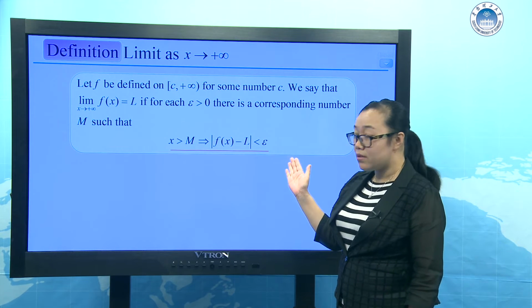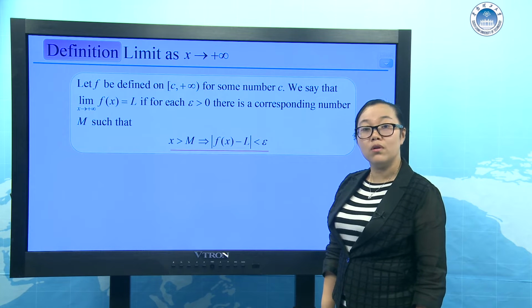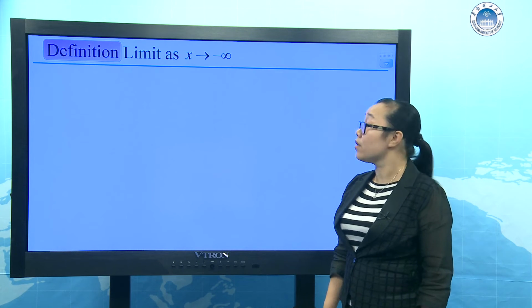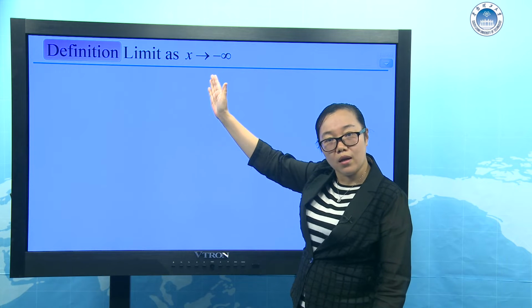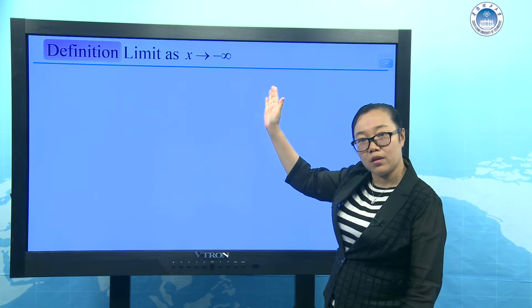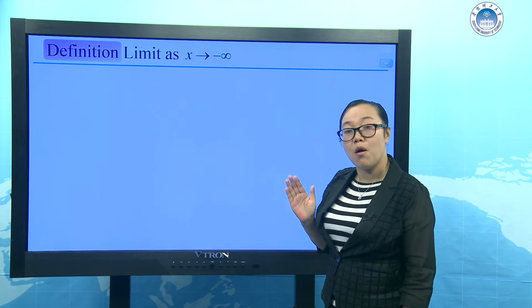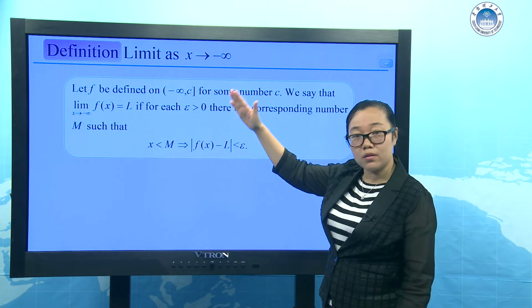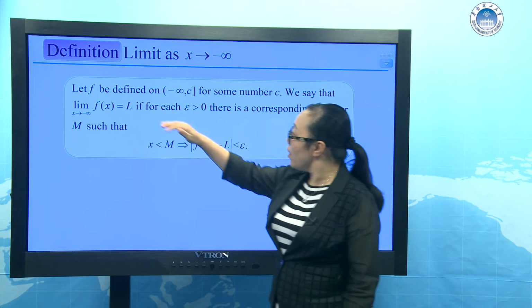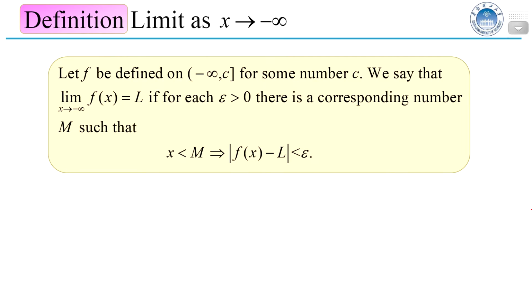So now, try to understand this expression. According to this idea, we will give another definition. The limit as x tends to minus infinity. How to express x tends to minus infinity? Look at this corresponding definition. Let f be defined on the half open and half closed interval (minus infinity, c] for some real number c, meaning any fixed real number c. We will say the limit of f(x) equals capital L if x tends to minus infinity.